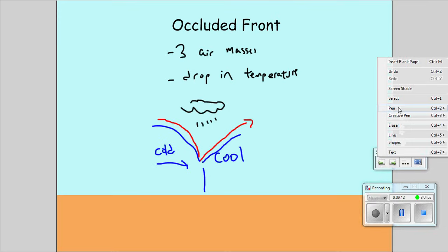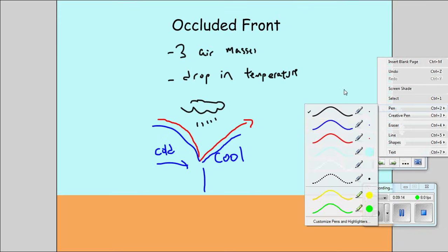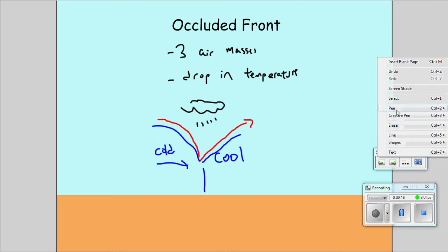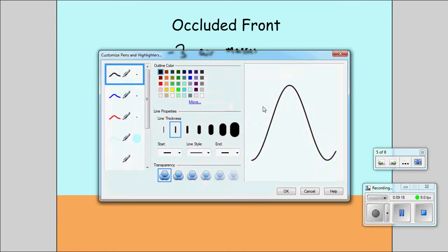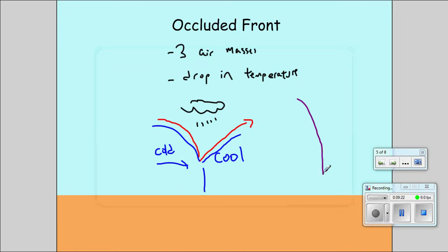Okay, the occluded front on a weather map, if your weather map is in color, is a purple line with alternating triangles and half circles going in the same direction.